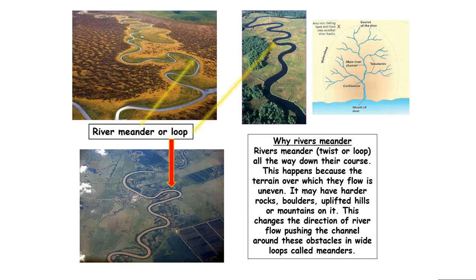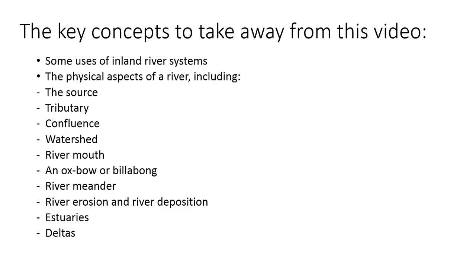So just revising on what we want to take away from today. Some uses of inland river systems and these physical aspects of a river, including the source, tributary, confluence, which is related to the tributary, watershed, which is the boundary of the drainage basin, river mouth, an oxbow or billabong, meandering of a river, river erosion and river deposition, again directly related to an oxbow creation, estuaries and deltas.